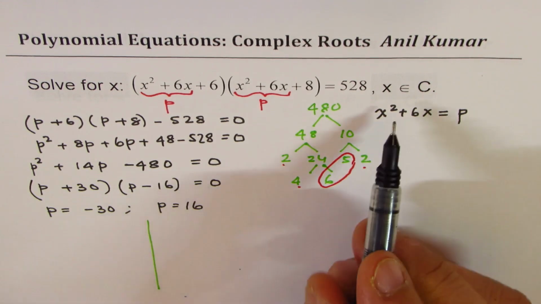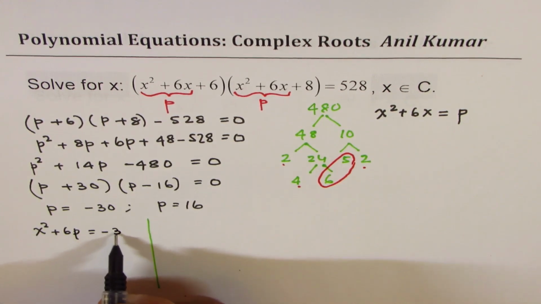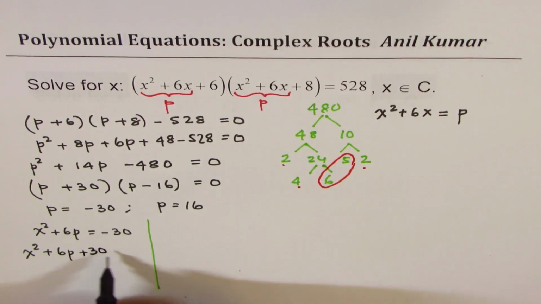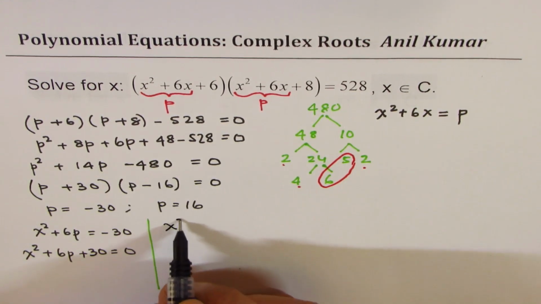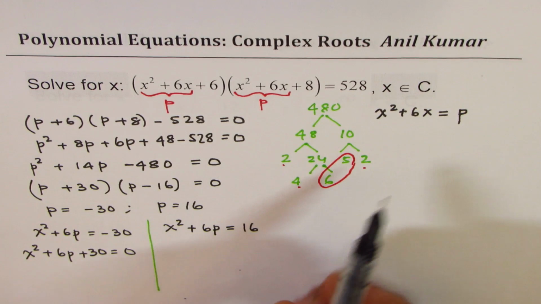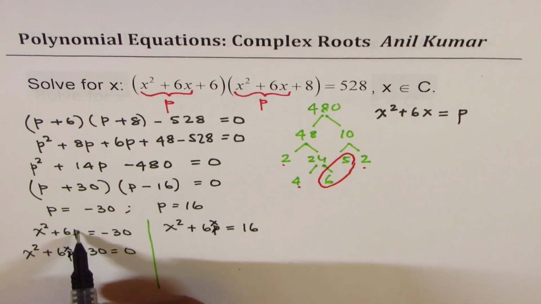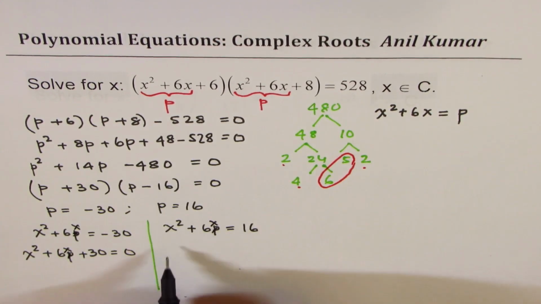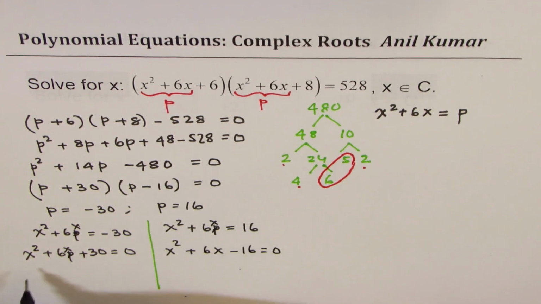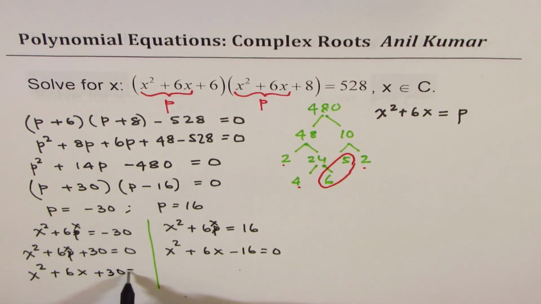So now our equations are x squared plus 6x equals minus 30, which could be written as x squared plus 6x plus 30 equals 0. And here we have x squared plus 6x equals 16. Since p is 6x, I'm sorry, I'm writing p again, 6x, sorry. So that gives you x squared plus 6x minus 16 equals 0. And this equation, let me rewrite this: x squared plus 6x plus 30 equals 0.